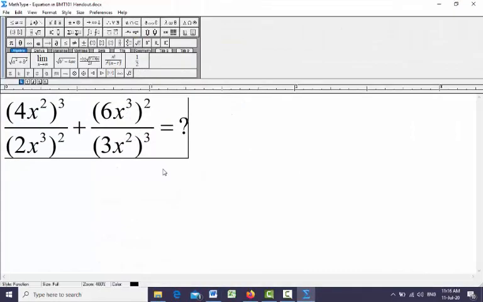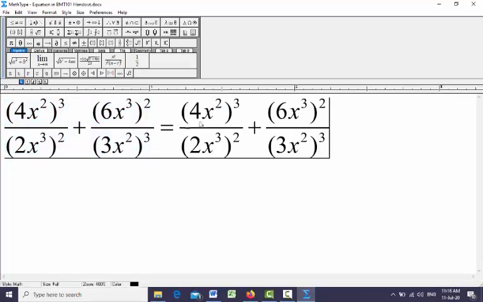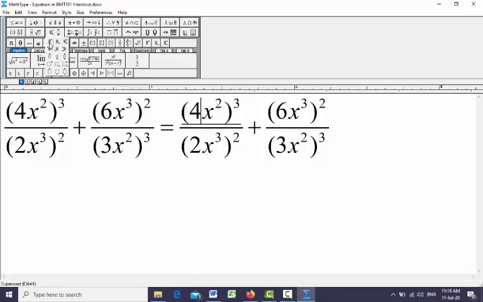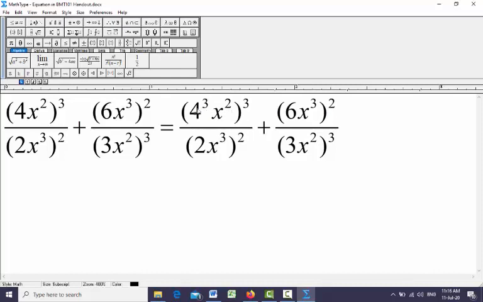Now let us solve example number 7. What we have here? First of all we need to simplify. So here as you can see we have a power 3 over this 4x square. So here we will have 4 to the power 3, and this power 3 is applicable to 4 and also x square. So that's why we have written it this way: 4 to the power 3 multiplied by x square and then power 3.